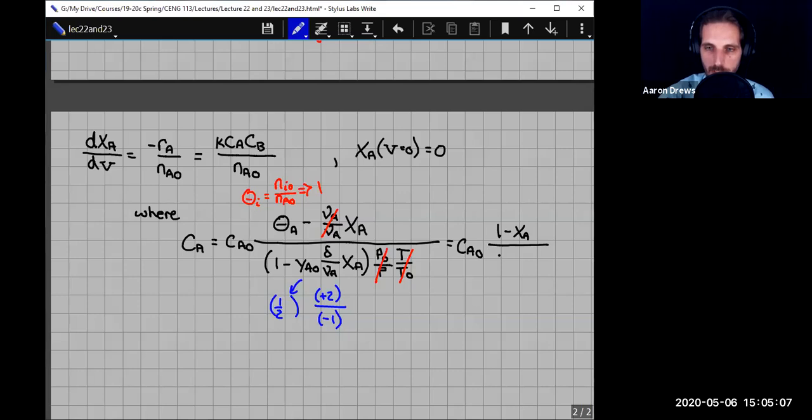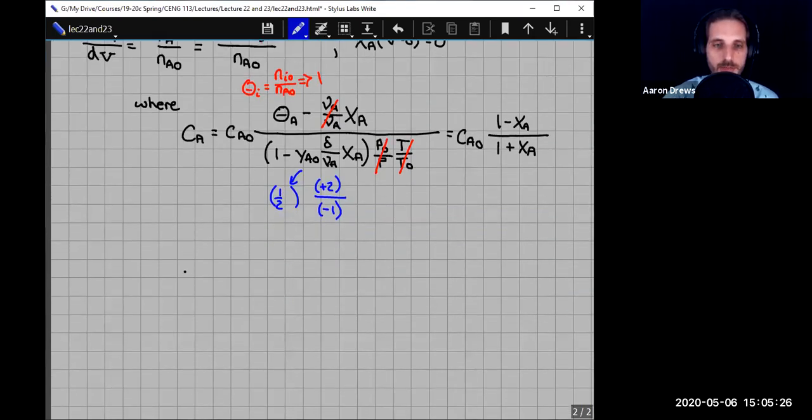So our denominator looks like one plus XA. It starts out really ugly, but the nice part about this is that in a lot of cases, the expression for C simplifies fairly well, which is nice.